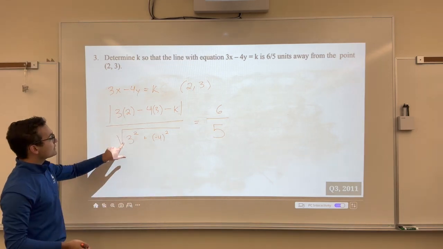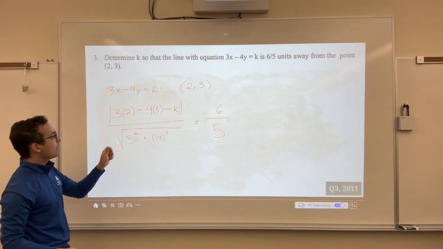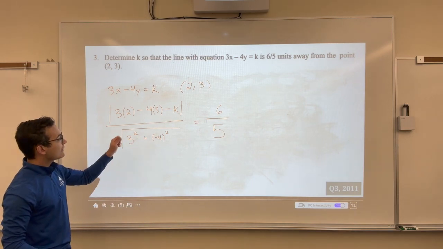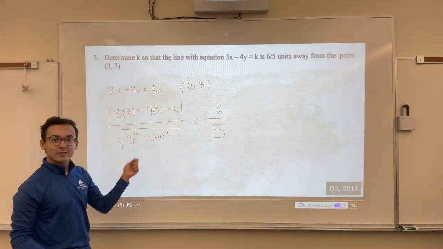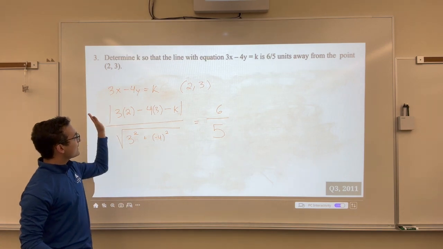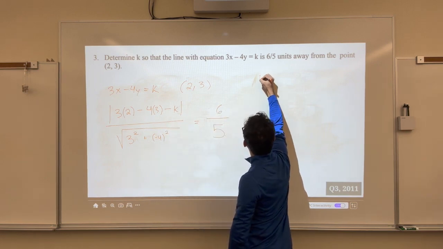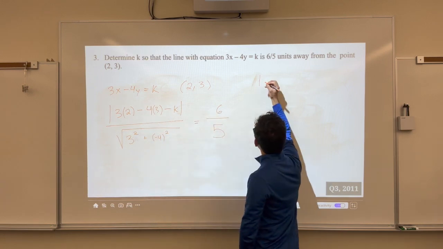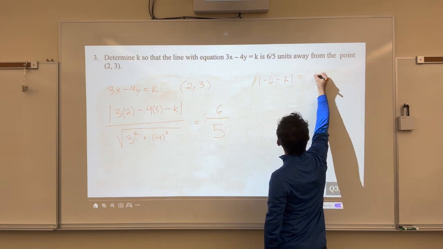Now, notice, this denominator, 3 squared plus negative 4 squared, and take the square root of that, that ends up being 9 plus 16, which is 25. And the square root of 25 is 5. So the denominators end up being the same. And if the denominators are the same, then the numerators must also be the same. So we can say that this numerator is equal to 6. So we can say that, well, the absolute value of, and then we have 6 minus 12, so 6 minus 12 is negative 6. The absolute value of negative 6 minus k is equal to 6.